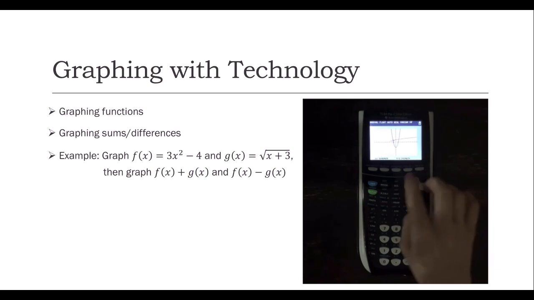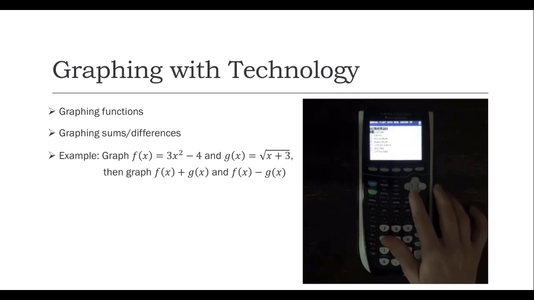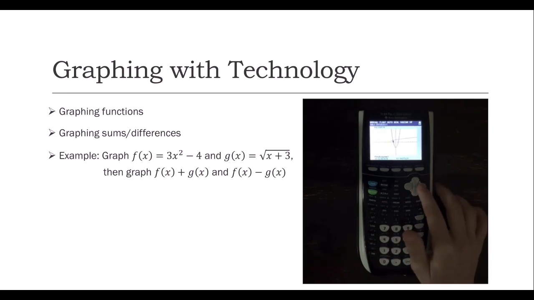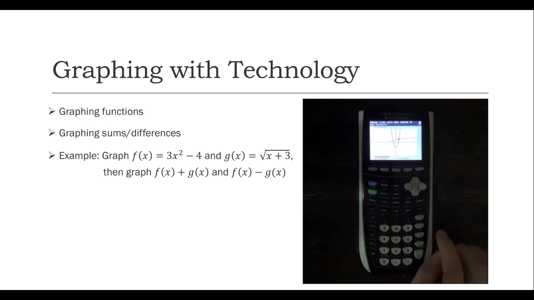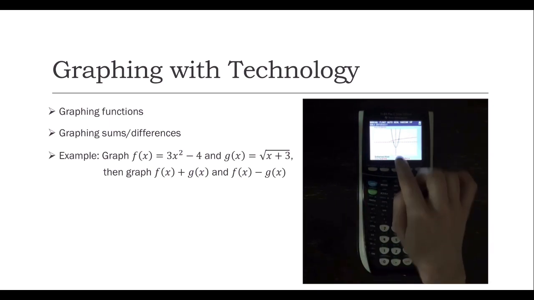Our second intersection, we'll go to second calculate and go down to intersect, and then move our cursor close to where the second intersection point is and click enter, enter, enter. So our second intersection is when x is 1.43 and y is 2.10. So that's how you find your intersection points.